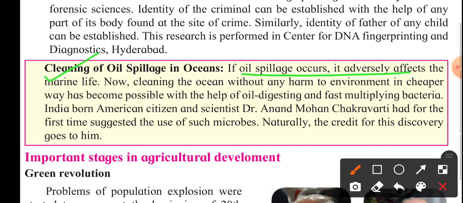India born American citizen and scientist Dr. Anand Mohan Chakrabarty had, for the first time, suggested the use of such microbes. Naturally, the credit for this discovery goes to him. So, this is about the use of biotechnology. In the next video, we are going to talk about the important stages in agriculture development.